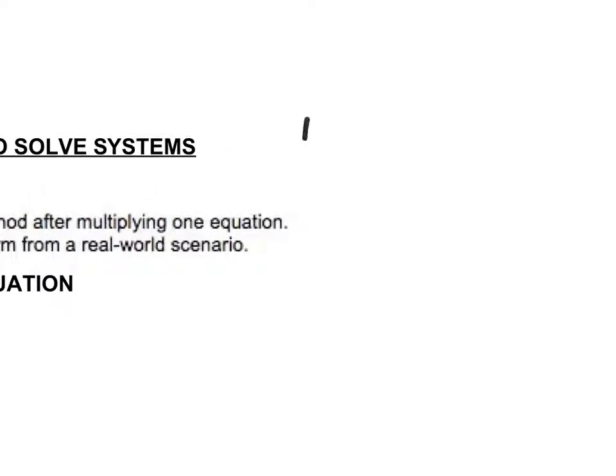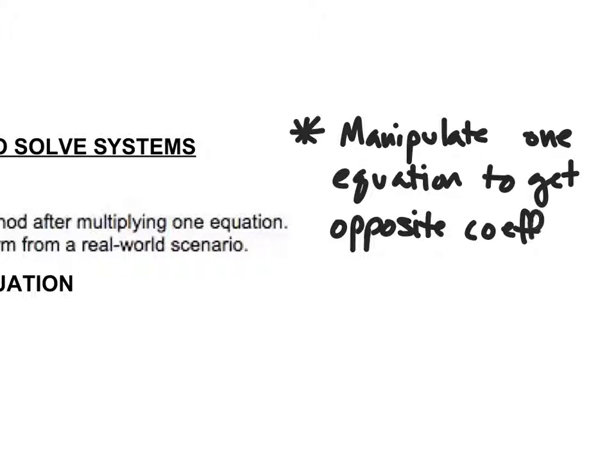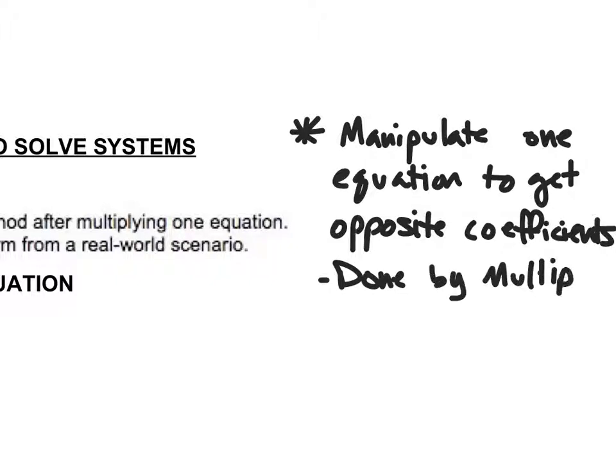So we are going to manipulate one equation to get opposite coefficients. Remember, coefficients are the numbers in front of the variable. And we do this by multiplying. All right, so that's what we've got.